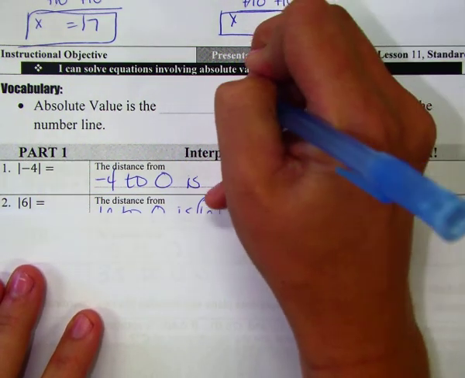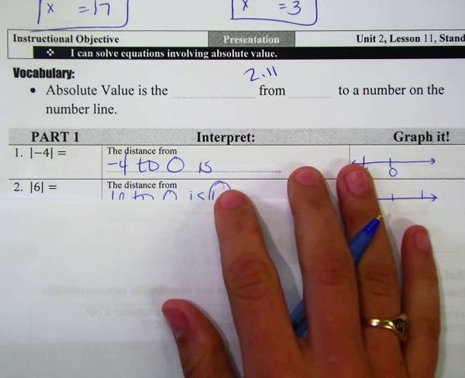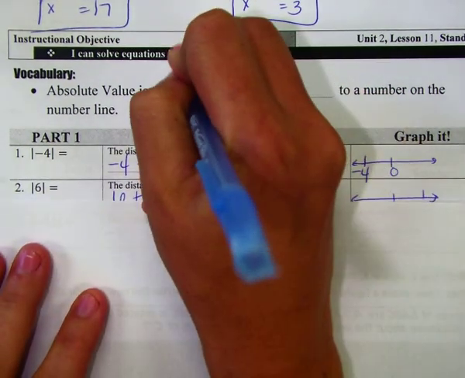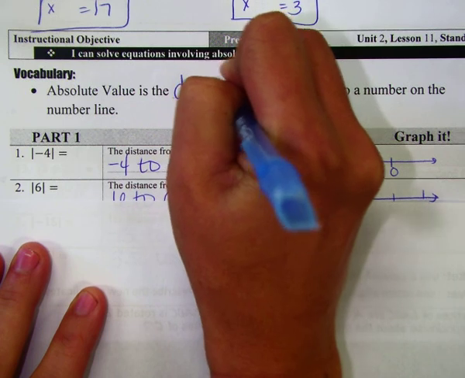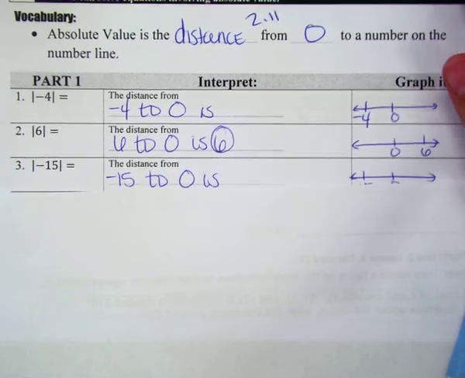Okay, this is lesson 2.11, which is absolute value. Absolute value is the distance from 0 to a number on the number line. So we'll look through a couple examples.